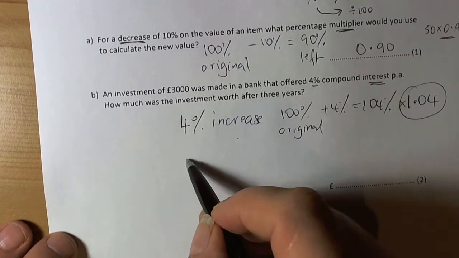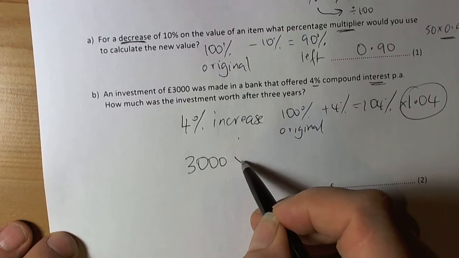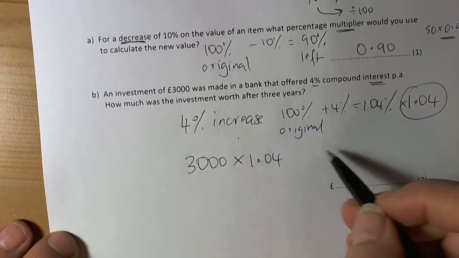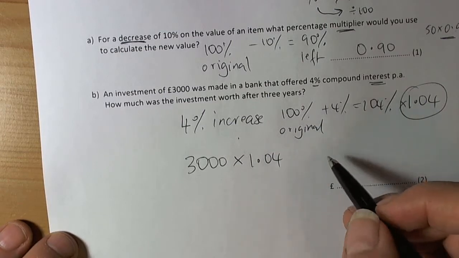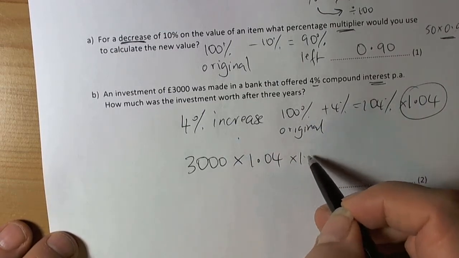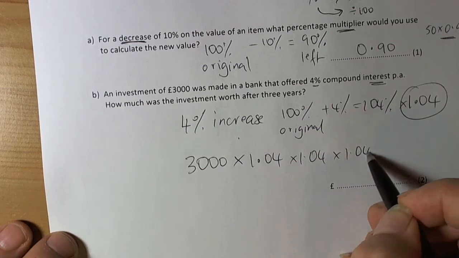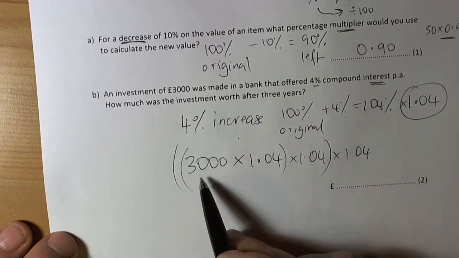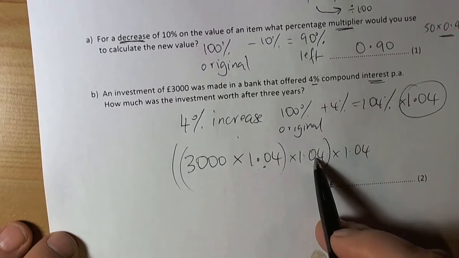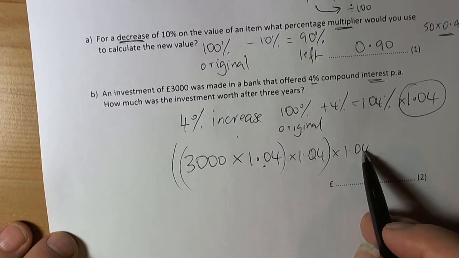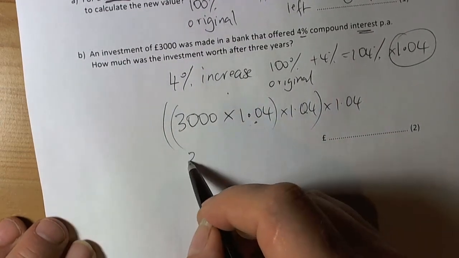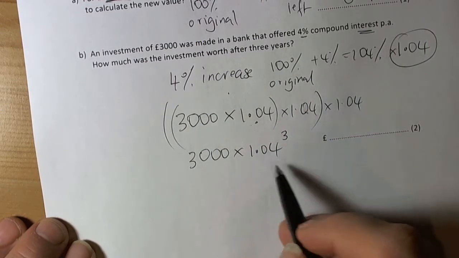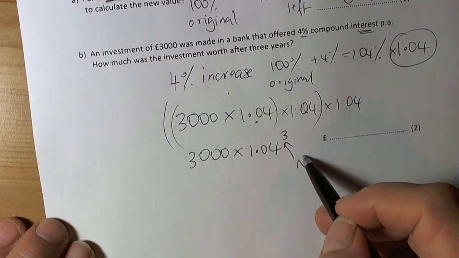We're doing it for 3 years, so we invested £3,000. We're going to times by the multiplier to get the value at the end of year 1, but then we're just going to keep repeating that to year 2 and year 3. So it's like doing times 1.04 times 1.04 for the 3 years. Value at the end of the first year, increase it for the following year, increase it for the following year. So what we've got to realise is that this kind of question has a quick way of doing it. Power. The power is the number of years.